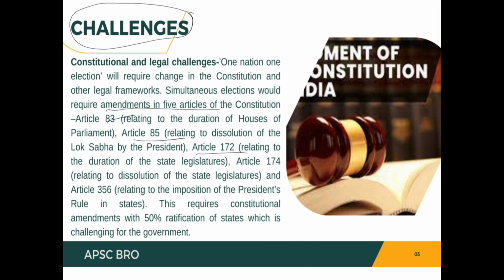Article 172, which leads to the administration of the state legislatures. Article 174, which deals with the dissolution of state legislatures, and Article 356, which relates to the imposition of the president's rule in states. Now all these articles deal with the federal structure, that is the basic structure of the government. All these articles would require ratification of at least 50% of the states, and this is going to be a big hurdle for the center. Okay, so this is the biggest challenge.